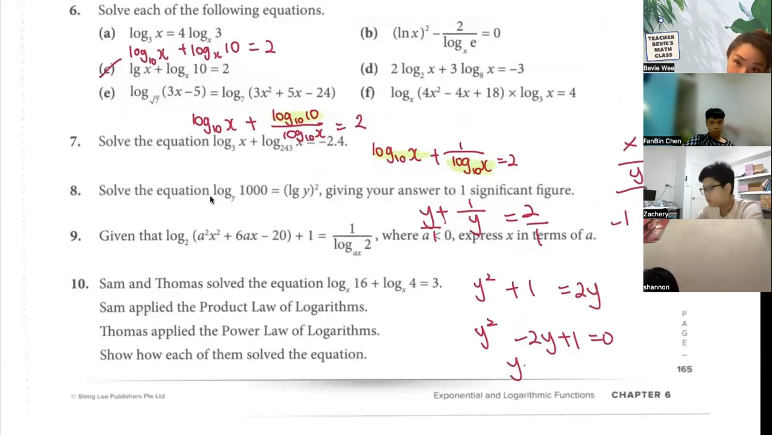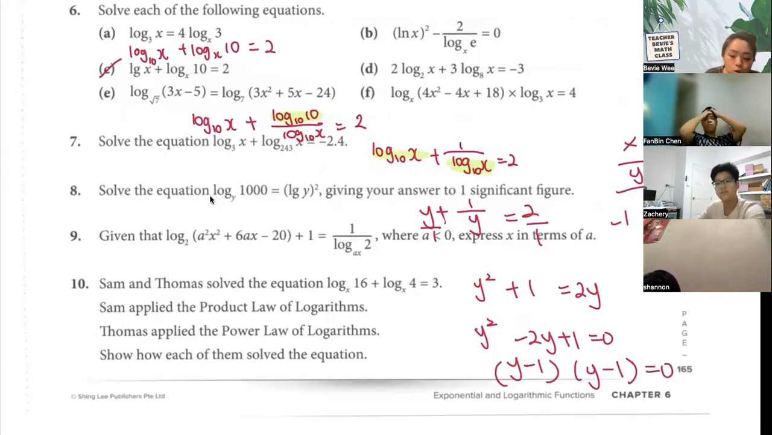You know you can use your calculator to find. Yeah, can. But you have to show your working still. So y minus 1, y minus 1. So therefore, y equals 1. Don't just stop here. Because they are not looking for the value of y. They are looking for the value of x. Correct? So from here, you have to write down log 10x equals 1.